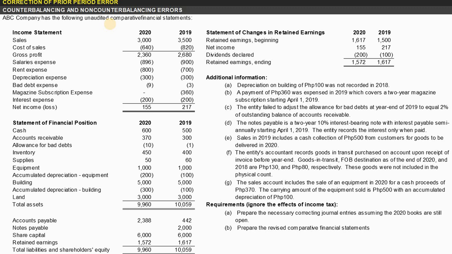So that is why if we are to correct the net income or the nominal accounts in 2019, we can adjust the net income only by adjusting the retained earnings at the start of 2020. But for any corrections related to 2020 net income, we can still adjust or correct the nominal accounts.